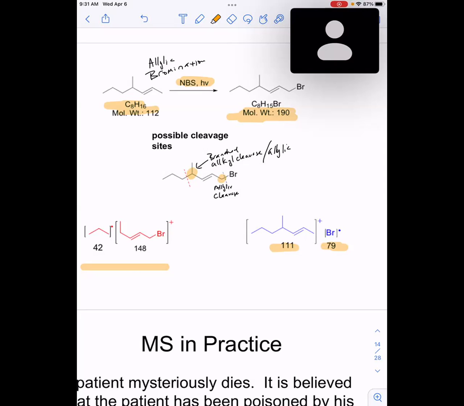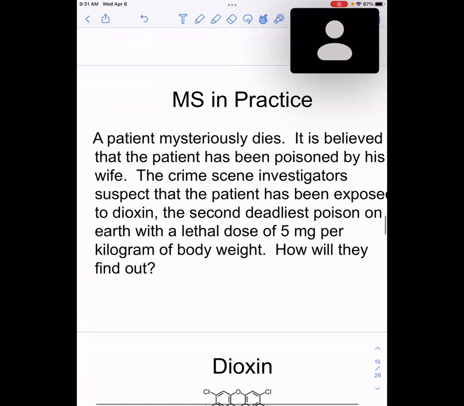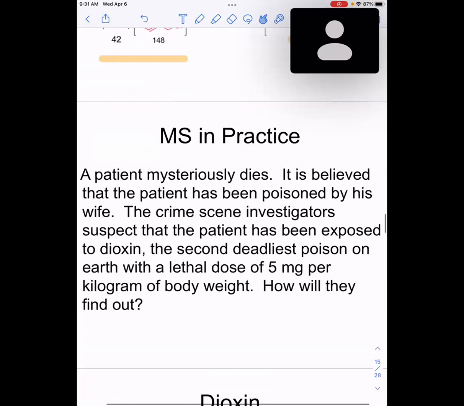Now let's look at it in practice by looking at this example. All right. So the example says a patient mysteriously dies. It's believed that the patient has been poisoned by his wife, and the crime scene investigators suspect that the patient has been exposed to dioxin, which is the second deadliest poison on Earth, with a lethal dose of 5 milligrams per kilogram of body weight. How will they find out?